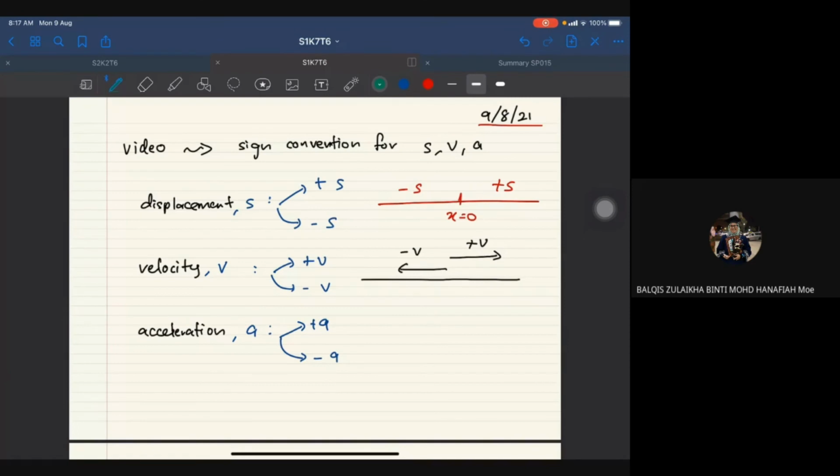How about the acceleration? I think it's the same. Yes, it's the same as velocity. So that means if positive A, the acceleration of an object is to the right. Negative A means the acceleration of an object is to the left. Note that positive and negative means direction.